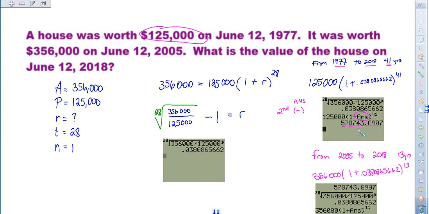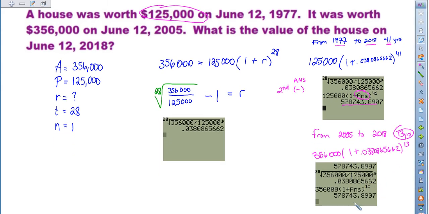And when you do that, you end up with $578,743.89. If we do it from 2005 to 2018, that's 13 years. Using the same formula, just using 13 instead of 41, and 356,000 instead of 125,000. Type that in, and you'll see that you get the exact same answer. If you tried to compare with a rounded decimal for your percentage rate, then it would not give you the exact same number. They'd be off, and then you'd be like, well, which one's right?